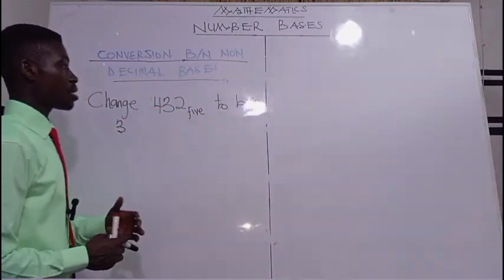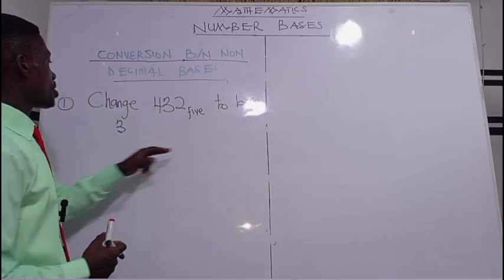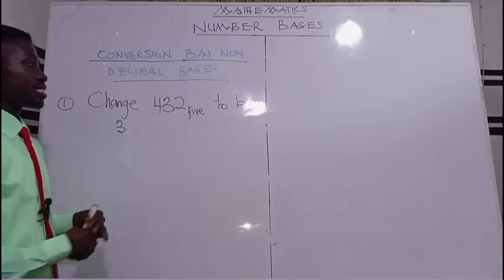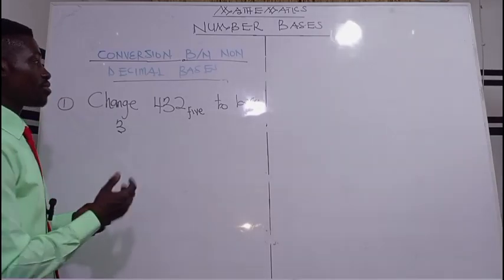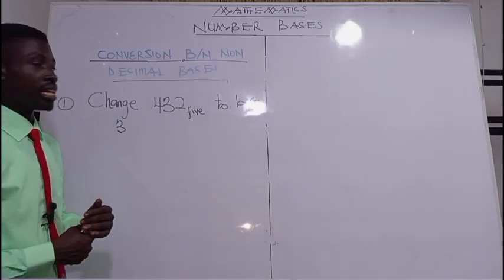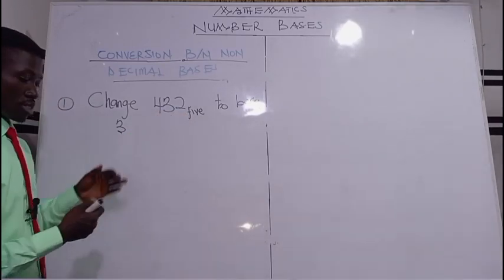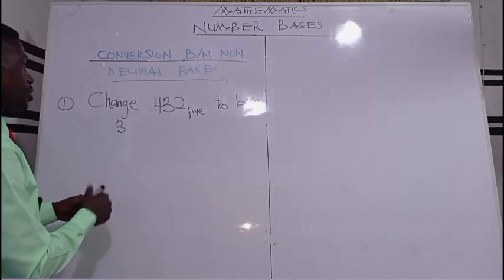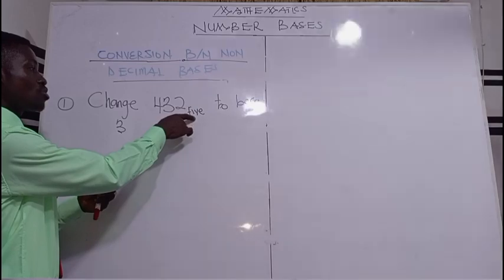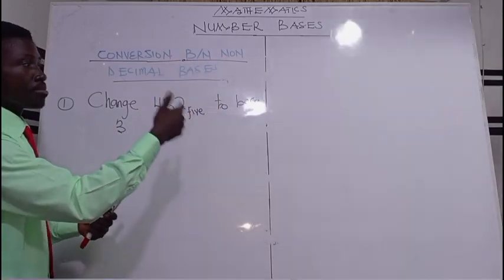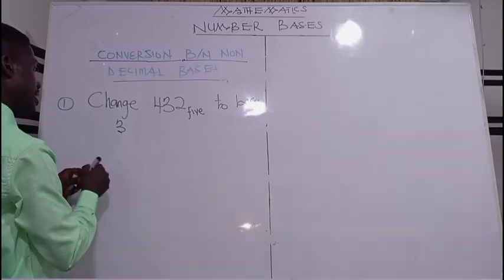So we have our first example. We have to change 432 base 5 to base 3. We realize that none of these are decimal bases. Each of them are different bases altogether, and we want to convert them from base 5 to base 3. So this is how we are going to do it. We first have to convert this base 5 numeral to base 10 before we convert it to base 3. So let's convert this to base 10.